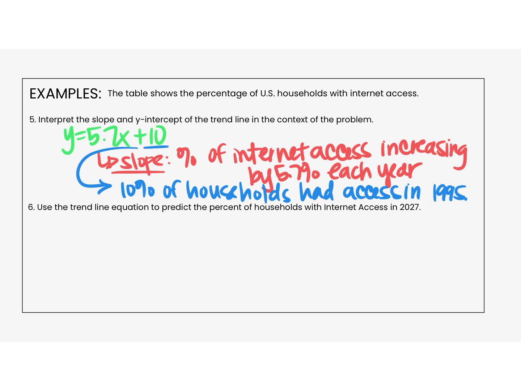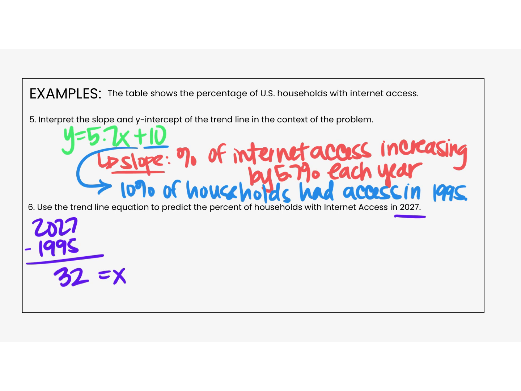All right, and then last, we're going to use the equation of this trend line to predict the percent of households with internet access in 2027. So remember, for years, this is years since 1995. To figure out what I'm going to plug in for X, I'm going to take 2027 minus 1995, and that gives me 32. So that's the X value that I'm going to use.